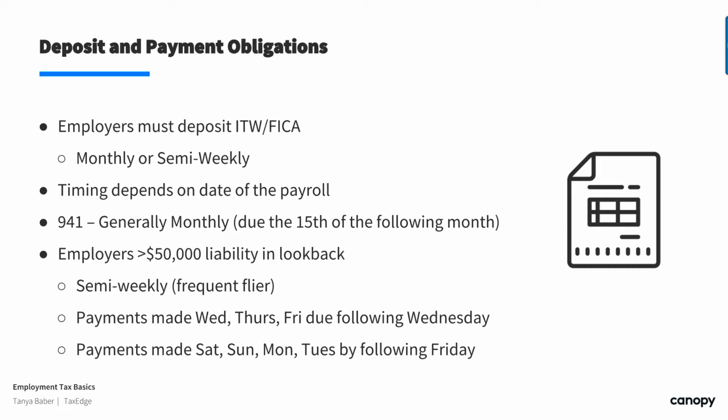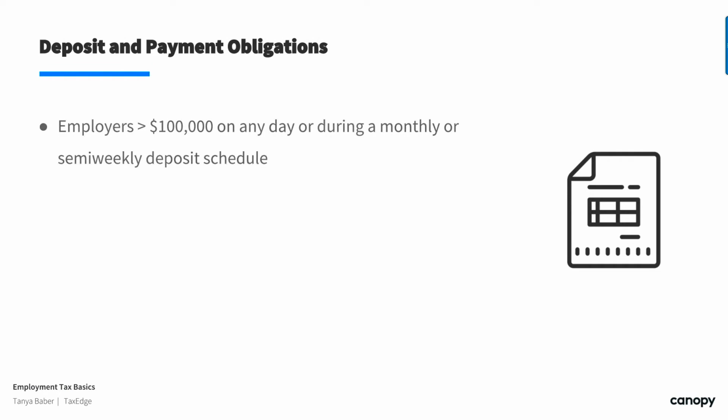To make it even more interesting, if an employer reaches more than $100,000 of liability, so again, the combined liability, on any day, even if they're normally a monthly or semi-weekly depositor, they have to deposit that amount by the next business day. And it doesn't matter what their normal payment schedule is. Any amount over $100,000, next business day.